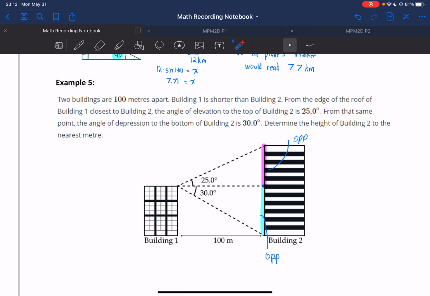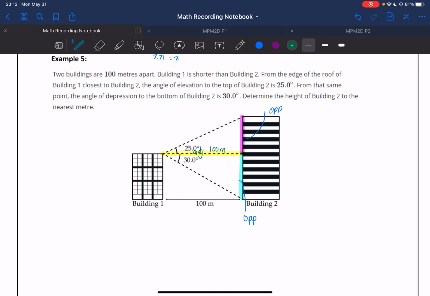What's the distance here? What is that distance? Well, that distance is the amount between two buildings. And we have it down here, the 100 meters. So we can just shimmy on up that lovely distance all the way up here. That's 100 meters. And that is the adjacent side to both of these angles.